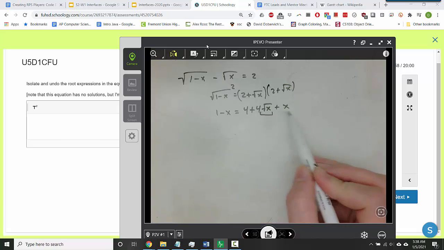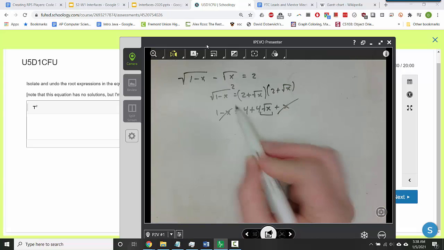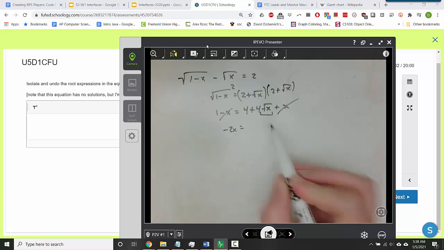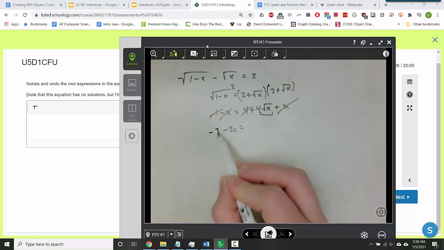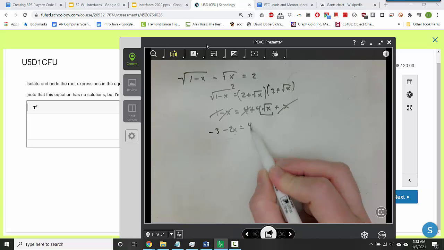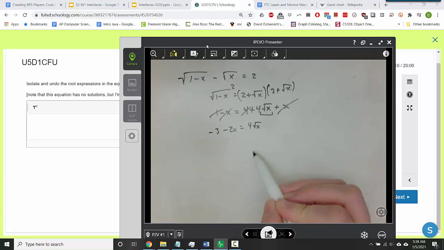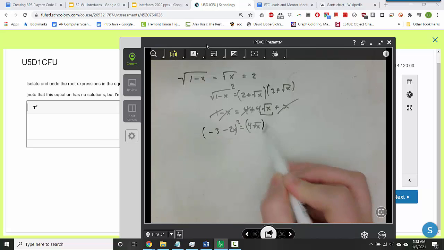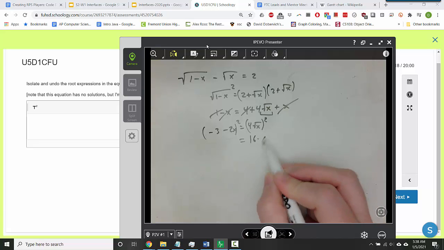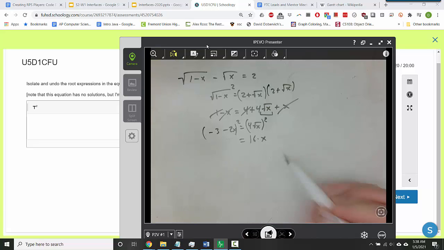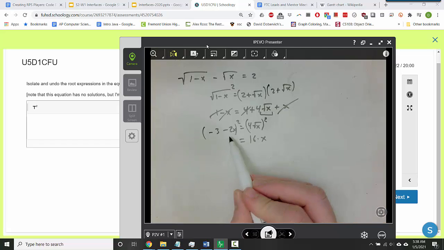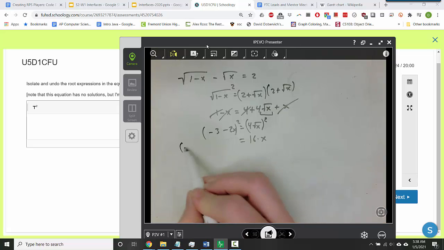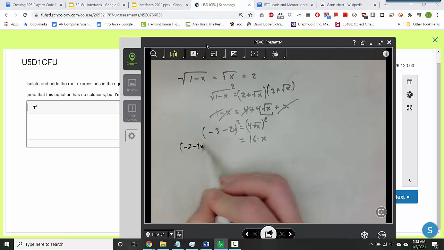So I'm going to subtract x from both sides. So that gives me negative 2x. I'm going to subtract 4 from both sides. So that gives me negative 3. Now I've got 4 root x here. Now I'm in a good position to square both sides again. So on the right-hand side, I've got 16 times x because I squared the 4 and I squared the root x. On the left-hand side, I'm going to expand this.